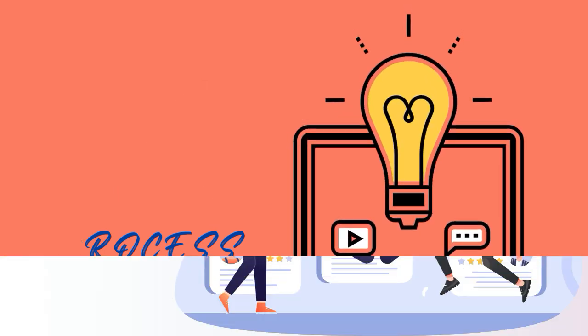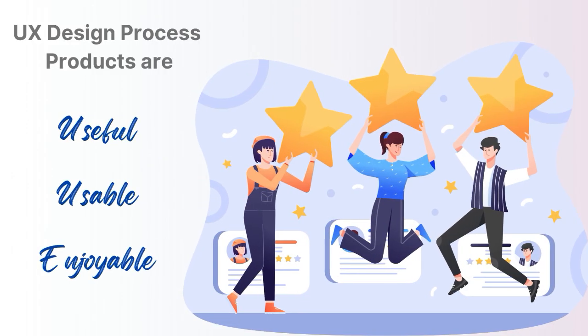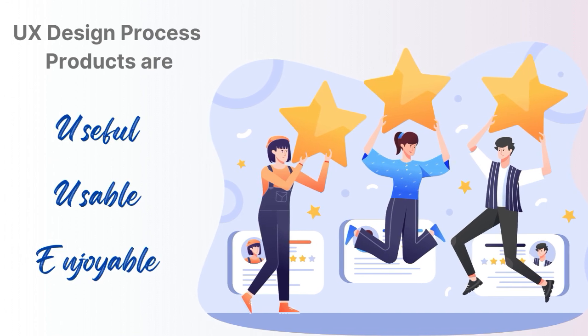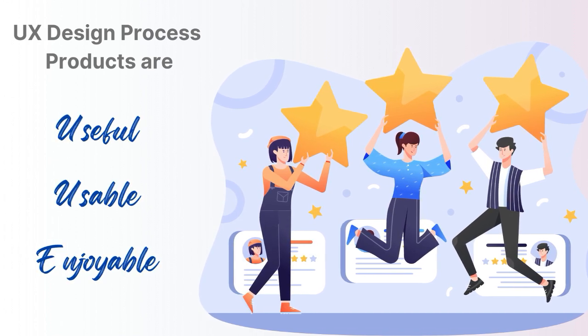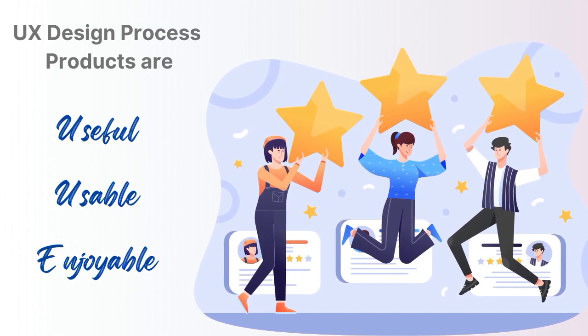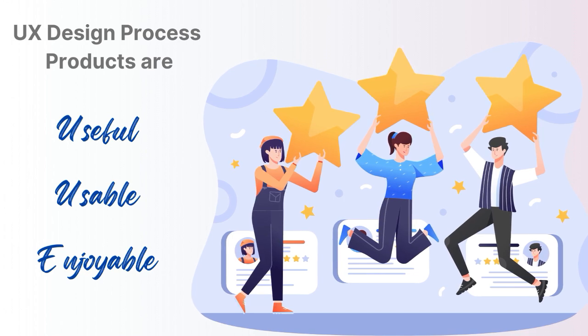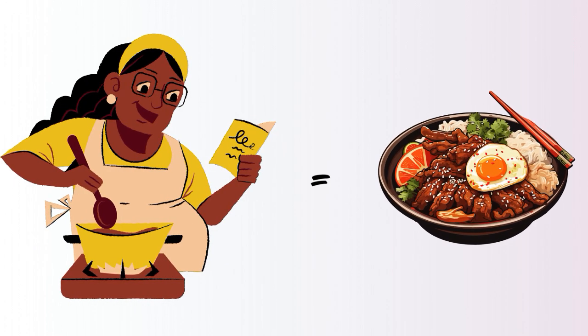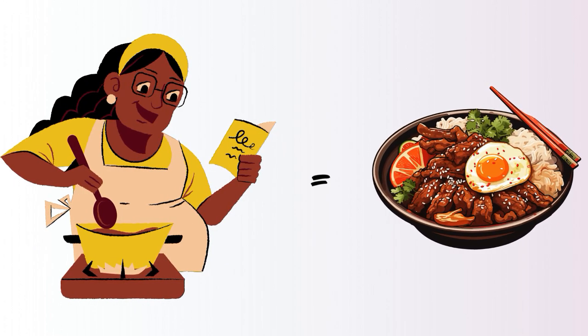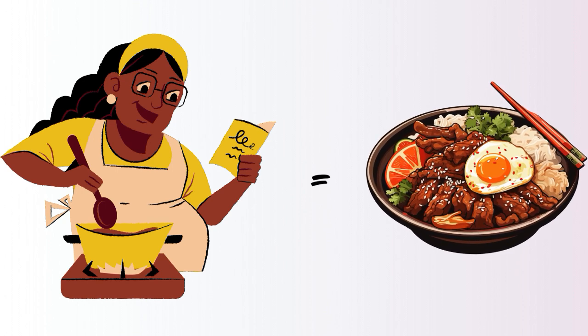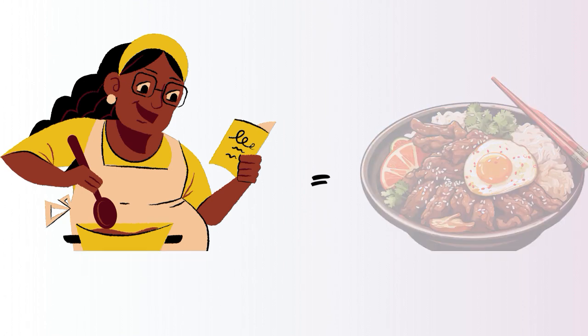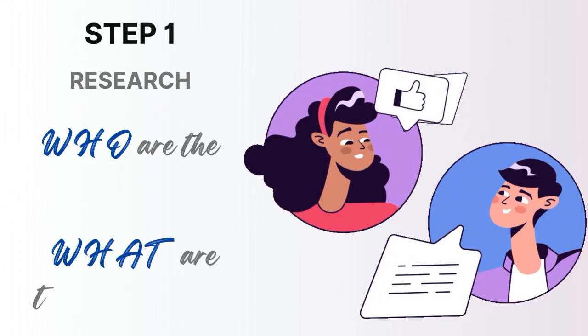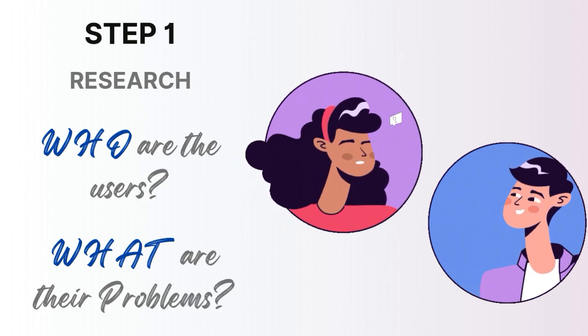UX design process, also known as design thinking process, is a series of steps that help designers create products that are useful, usable, and enjoyable. It's not about guessing. Instead, it's about research, testing, and refining ideas. You can think of it like cooking a great meal. You need a recipe to get the best results. UX design process is carried out in 6 major steps.